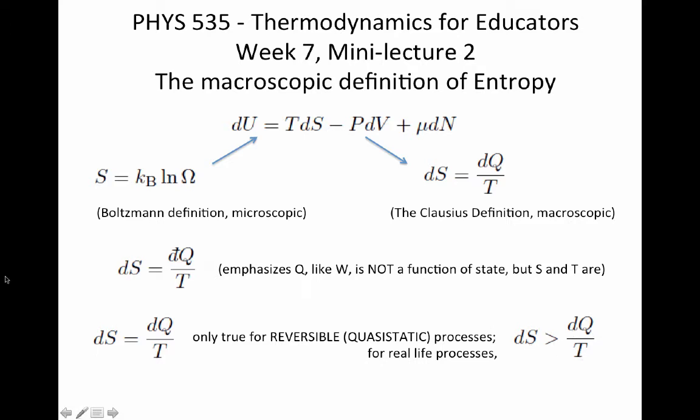So you might ask, well, what's the use of studying this, dS is dQ over T, if this is not valid for any real-life processes? And I'll answer that question later on in this lecture.